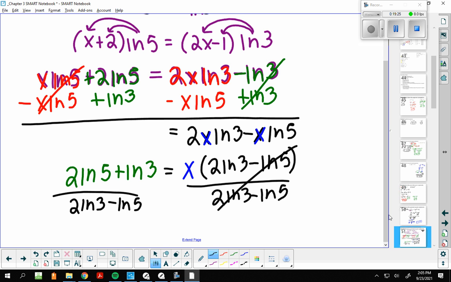Okay. When you type this in your calculator, use the fraction key. If you don't have the fraction key because you have an older calculator, make sure you either do the numerator, hit enter, then do the denominator. If you do it in one step, just make sure you put the denominator in parentheses. Okay? So we'll plug this in. 2 ln 5 plus ln of 3 over 2 ln of 3 minus ln of 5 is 7.345.